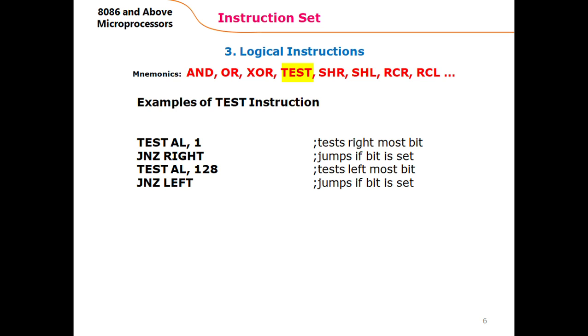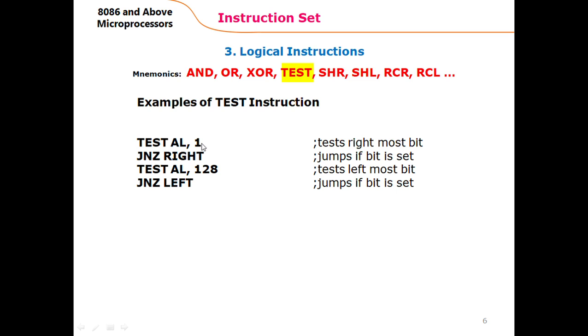Here is a simple example of an assembly language program that is also using a jump instruction based on the result of the test instruction. So here, TEST AL, 1: this one is an immediate value, and this is provided in decimal. In binary it would be seven zeros and then 1. So as this is an AND operation, this will test the rightmost bit of the value in the AL register.